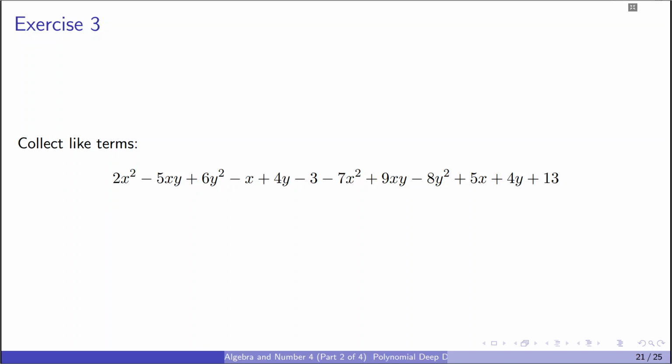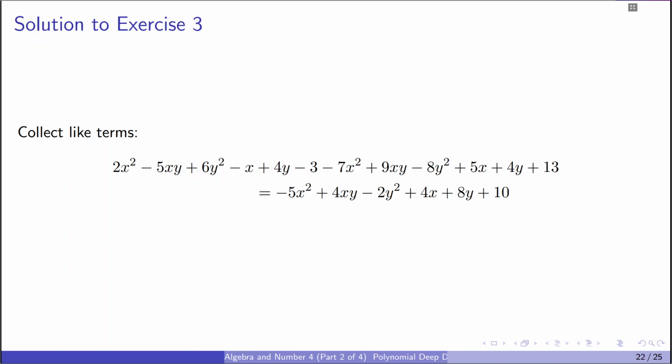Final exercise, collect like terms here, where we have x squared, xy, y squared, x, y, and constants. So we should have 6 terms in the end, because we have 6 different combinations of variables with different degrees. Fully simplified, here we go. Negative 5x squared plus 4xy minus 2y squared plus 4x plus 8y plus 10. This is written in the conventional order, alphabetizing variables, but prioritizing degree.